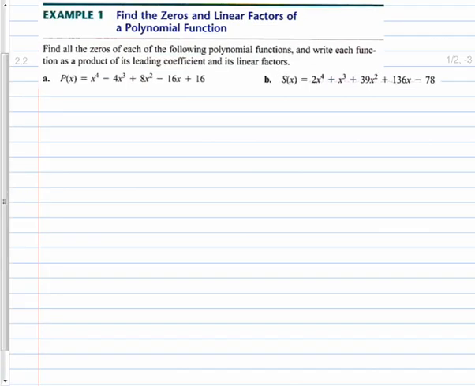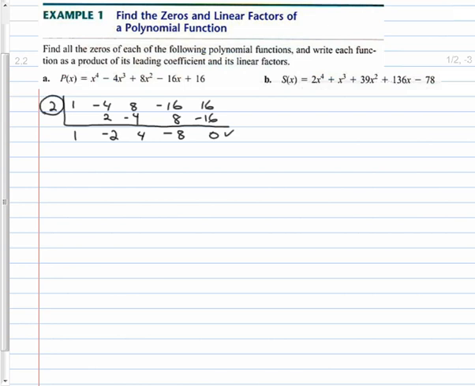So now I'm going to use that information, and I come back and start doing my synthetic division to find my zeros, but I'm going to start with a 2. I have a 1, a -4, an 8, -16, and a 16. And I'm expecting my 2 to work. 2 times 1 is 2, -2, -4, that's 4, that's 8, that's -8, -16, and it worked, just like I expected.